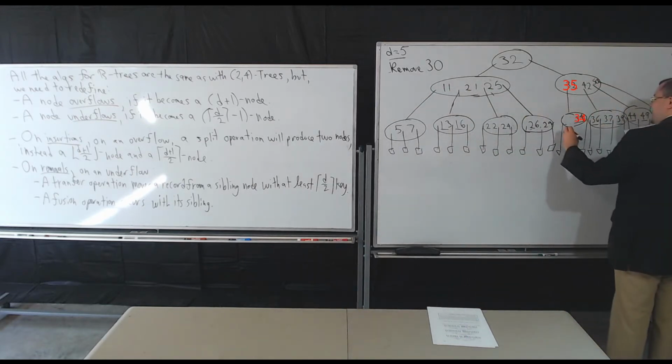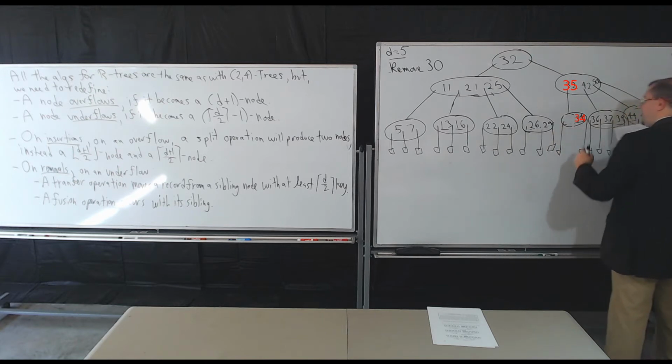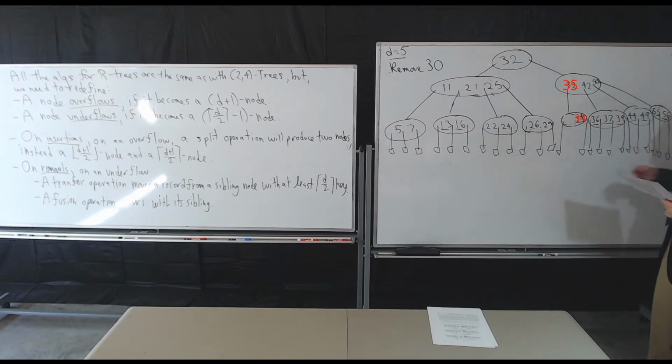So now I've deleted that one here. Now I have a 2-node. Are 2-nodes allowed in this B tree of order 5? No. They have to have at least 3 children, which would of course imply that I need to do what? It's an underflow. So this underflows right here.